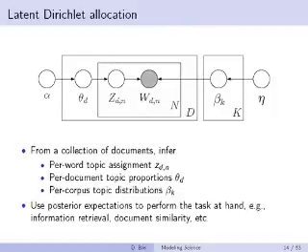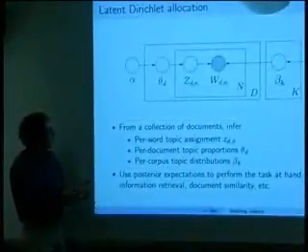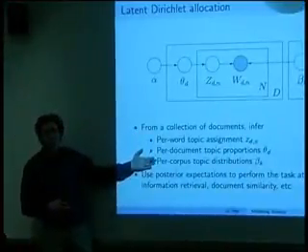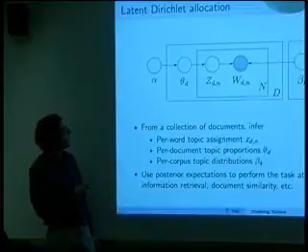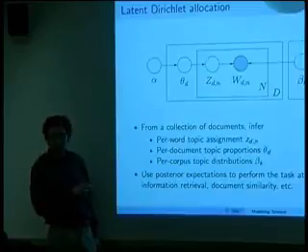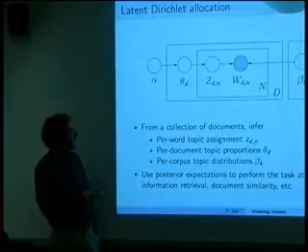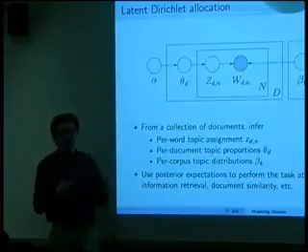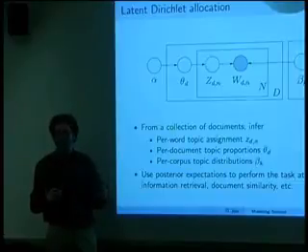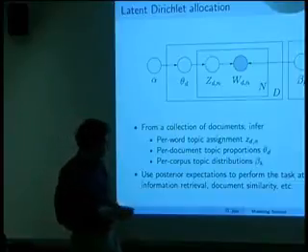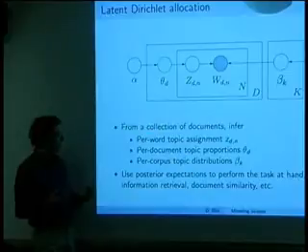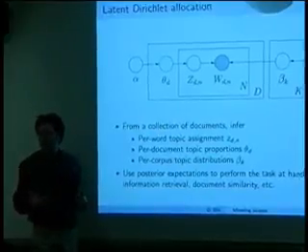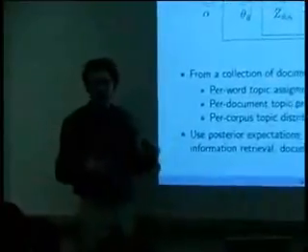OK, so that's the generative process, exactly as I described before. And again, the idea is, from a collection of documents, to infer all of the latent variables. Infer the per-word topic assignments. These were the colors that I shaded the words in. Infer the per-document topic proportions. This is the cartoon histogram that I drew. And most interestingly, infer the per-corpus topic distributions. These are the distributions over words that represent things like genetics and geology, but we don't know them in advance. And then you can use the posterior expectations of these hidden variables to perform your task at hand. For example, information retrieval, document similarity, and so on. And this kind of technique can be used in a lot of different applications.